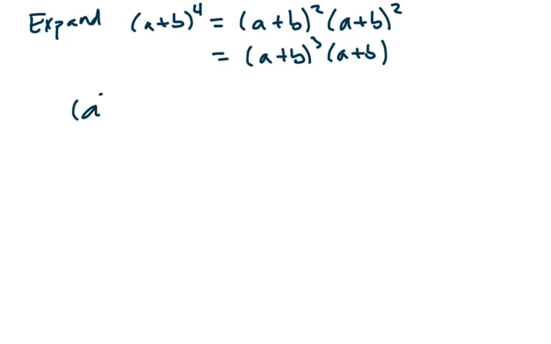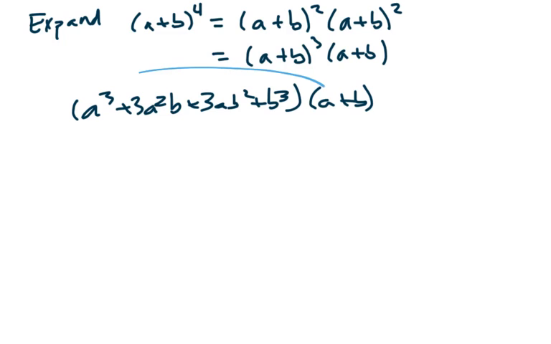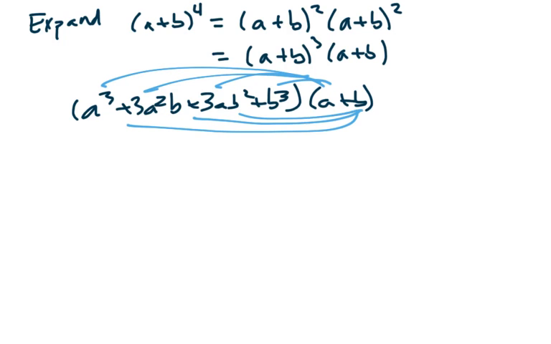A cubed plus 3a squared b plus 3ab squared plus b cubed times a plus b. Now, a times each of these 4 fellows, and b times each of these 4 dudes. We've got a times a cubed, a to the 4. A times 3a squared, that's a total of 3 powers of a now. And a times 3ab squared is now 2 powers of each. And a times b cubed.